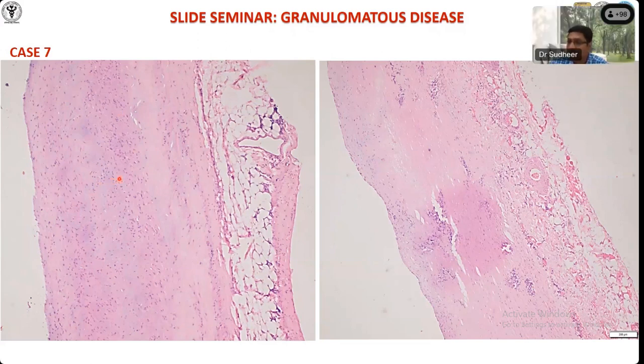We saw irregularity in the wall, we saw smooth muscle nuclei loss, we saw smooth muscle disarray. So whenever these things happen, the wall will become weak. The normal structure of the aorta will be distorted, and because of this weak arrangement, the wall will become weak.